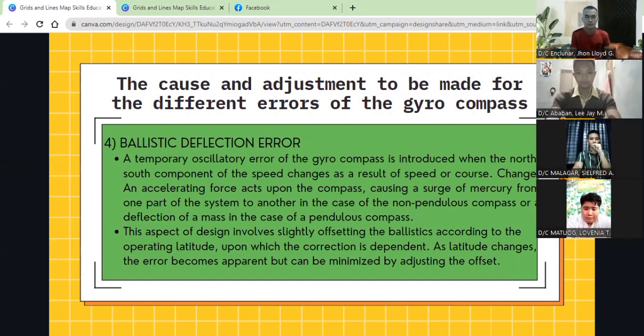When the north and south component of the speed changes due to speed or course, the gyro compass experiences a brief oscillating inaccuracy when an accelerating force applies on the compass. It deflects a mass in the case of a pendulous compass or causes a surge of mercury to move from one area of the system. Next.